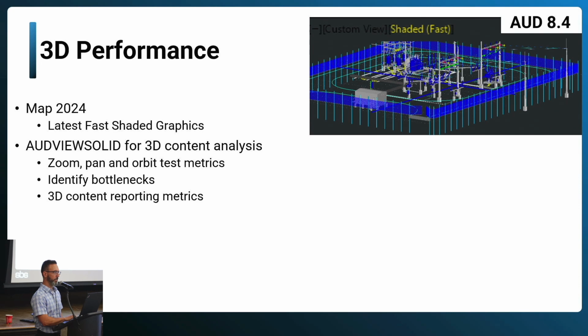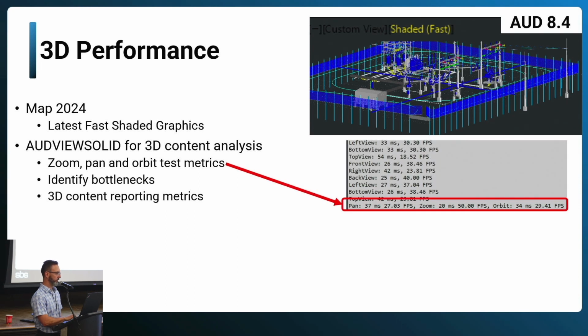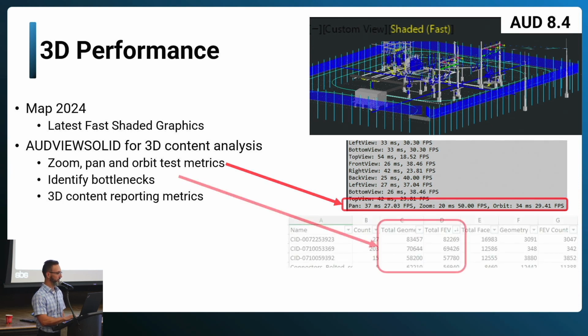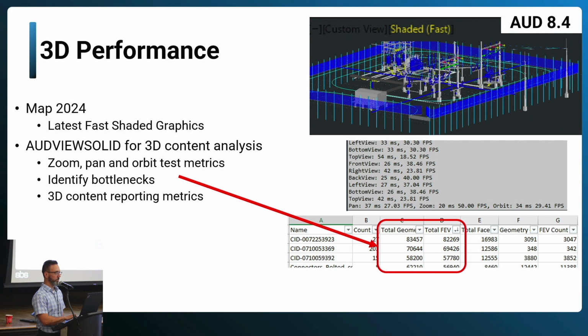Also added some analysis functions for analyzing the content. So in a large drawing, you can run a performance test that'll give you results for pan, zoom, and orbit. It will generate a report that you can view in Excel and analyze which models are the largest models, which ones are used, how many times they're used. And honestly, this will really just give you a listing of all the blocks that are used in a drawing as well. So it's going to give you a list in total of all the blocks in a drawing, as well as their 3D content.